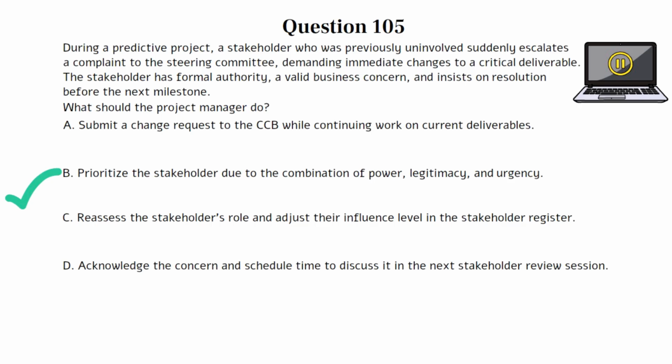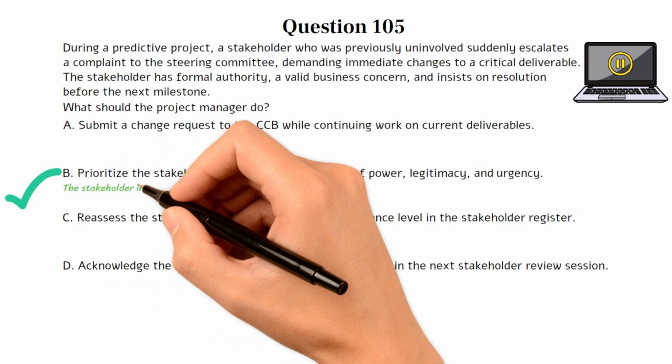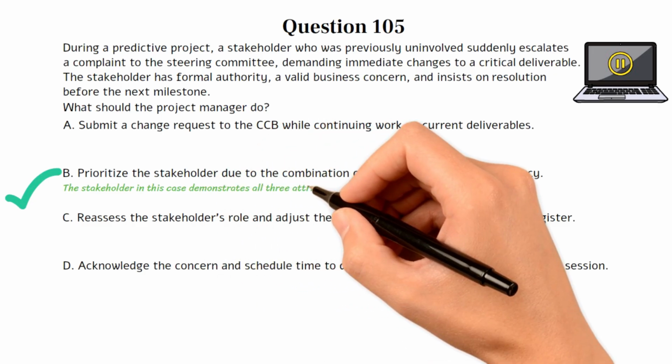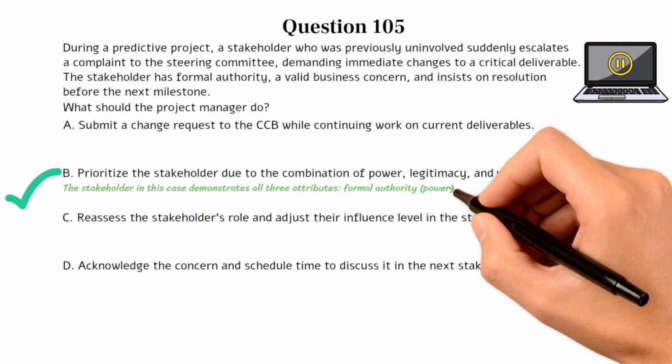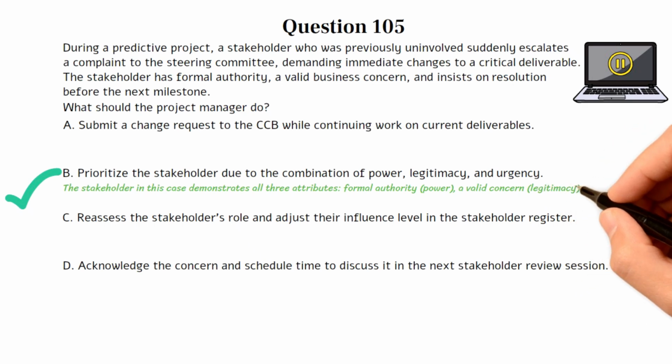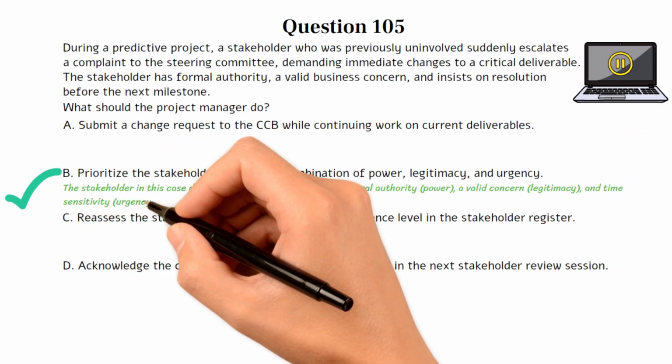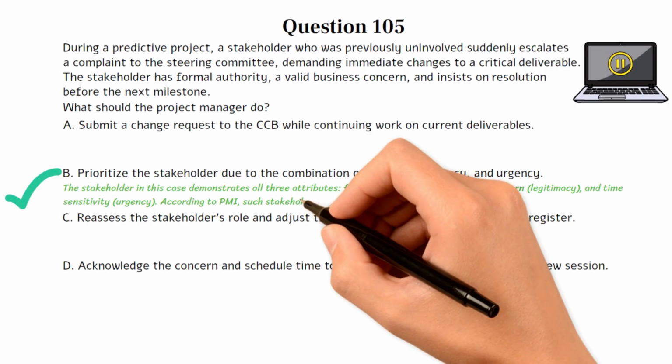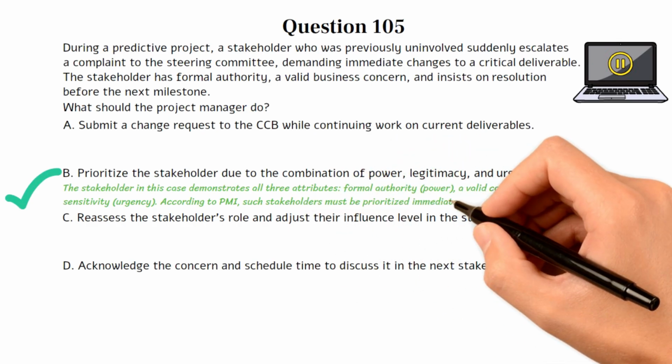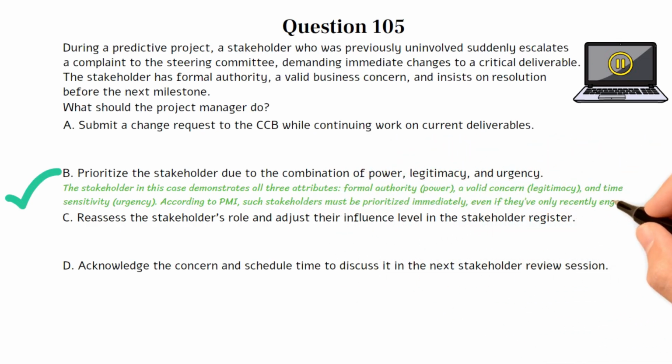Choice B is the best option because the stakeholder in this case demonstrates all three attributes: formal authority, power; a valid concern, legitimacy; and time sensitivity, urgency. According to PMI, such stakeholders must be prioritized immediately, even if they've only recently engaged.